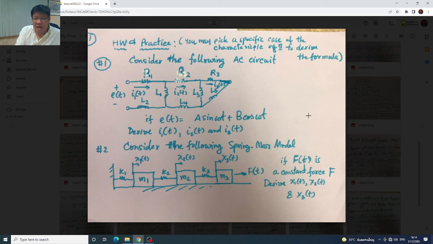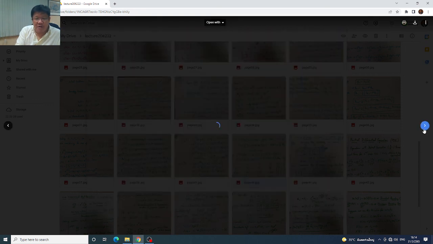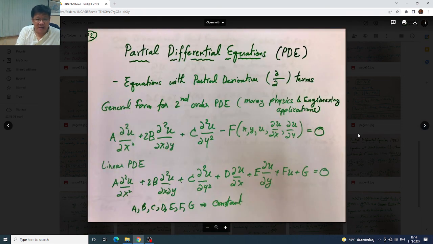Okay, next time we're going to go to a little bit more new ideas, new detail for you. We call it partial differential equations. In abbreviation, we call it PDE.